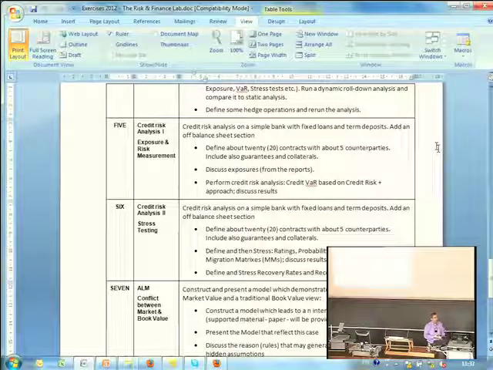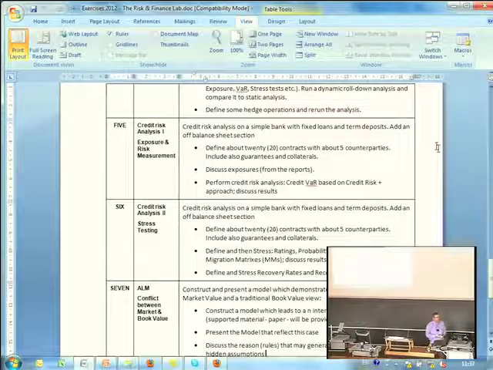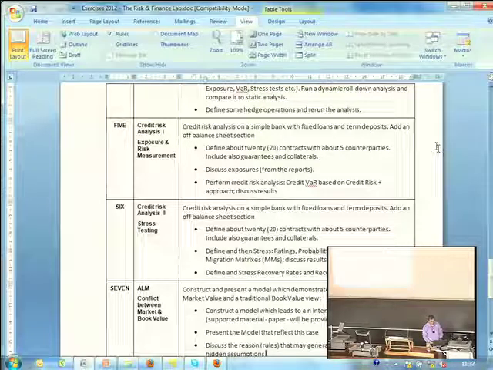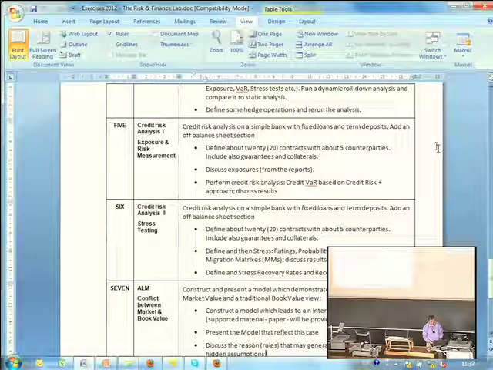So what you have to do, you define ratings, migration matrix, probability of defaults in there, and then you stress recovery rates and recovery periods and maybe ratings as well. And then show how much capital you need to survive such a stress. This is normally what happens in the stress testings, which have become quite famous in the recent months.